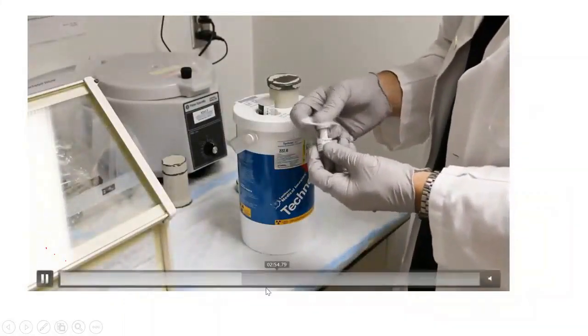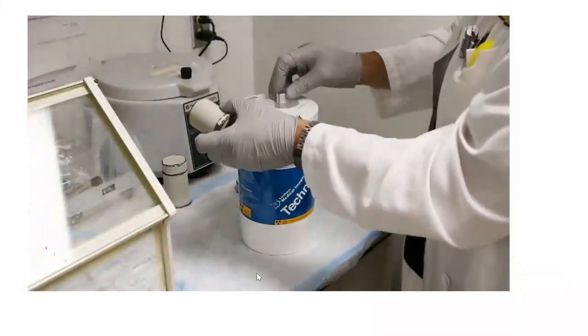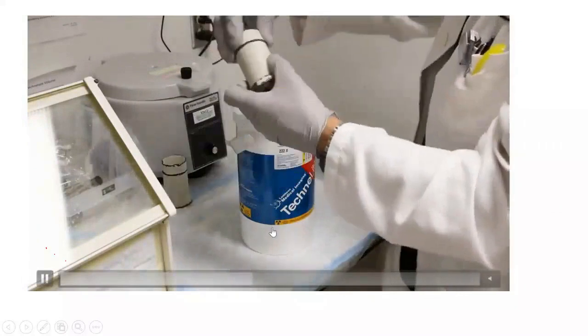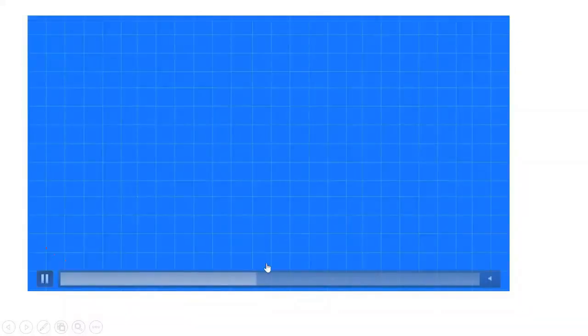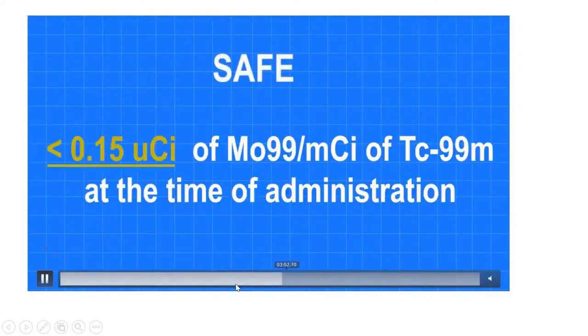God willing, I will show you a new video about the material and its surroundings. And then it closes again just for the sterilization. The molybdenum ratio in technetium per millicurie must be less than 0.15 microcuries. This is my limit and should not exceed this value. Additionally, the alumina concentration must not exceed a certain level for me to consider the technetium ready for preparation. All right, come here.